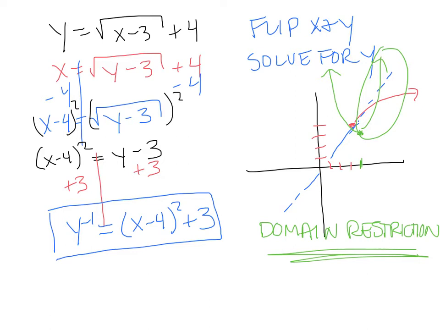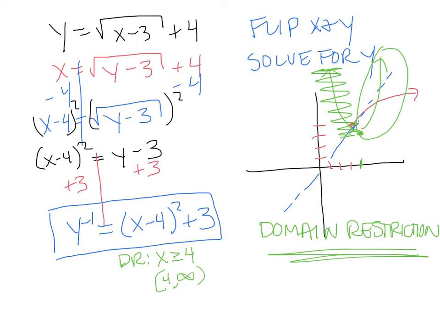So for our inverse, we also have to include something that says, don't do this half of the graph. Only do the other half. Only do the part where it's bigger than or equal to 4. So when we do an inverse of a square root and go to a squared, we need to remember a domain restriction. Our domain restriction is we want all the x's that are greater than or equal to 4. Or if you like interval notation, you could say 4 to infinity.